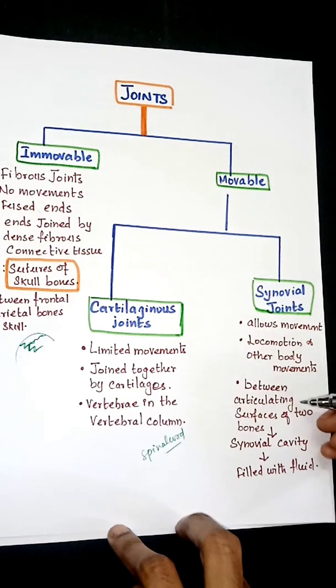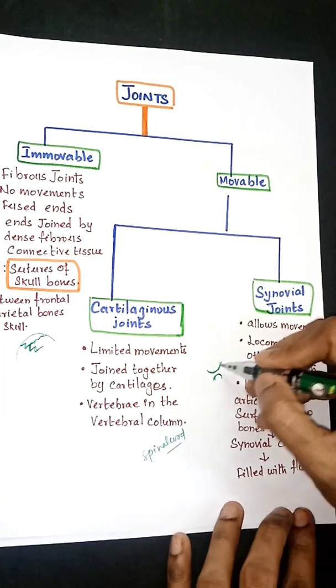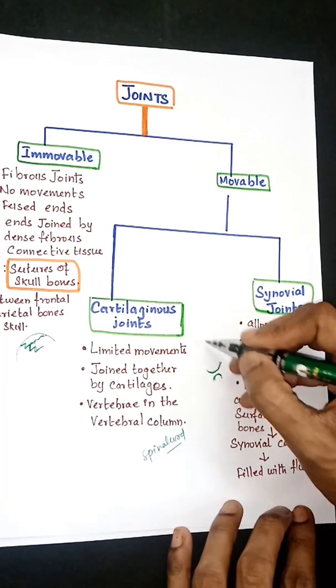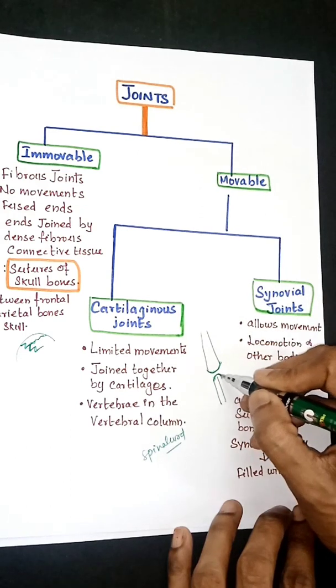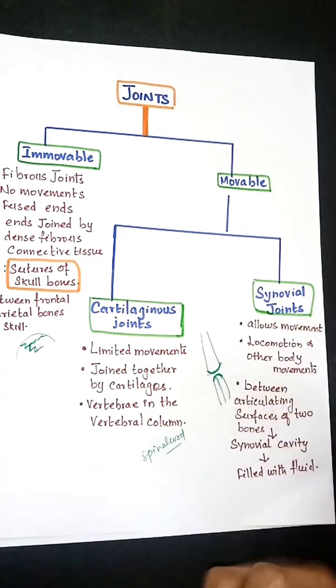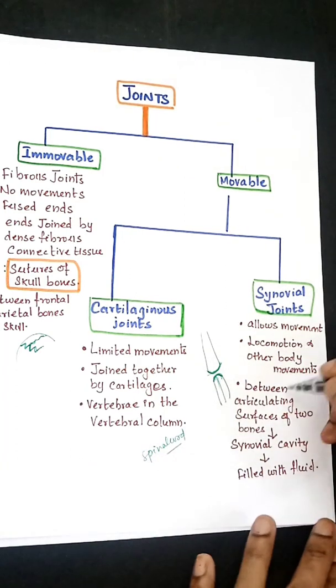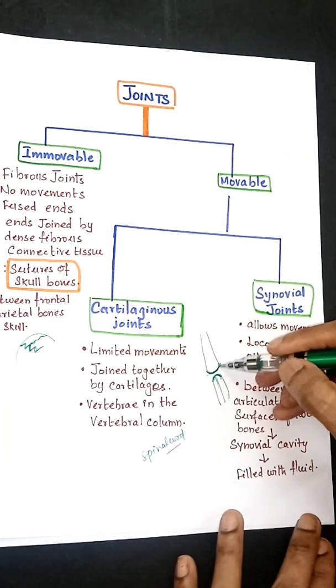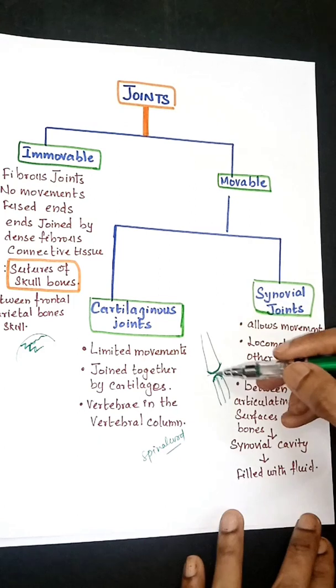It occurs between articulating surfaces of two bones. For example, you have two bones. Example, we can take leg bones, okay. This is the femur, a long bone, and you have the tibia and fibula, okay. These are the two articulating surfaces or two moving surfaces, like this, two moving surfaces, okay. So this synovial joint is between articulating surfaces of two bones, meaning the portion which will move.